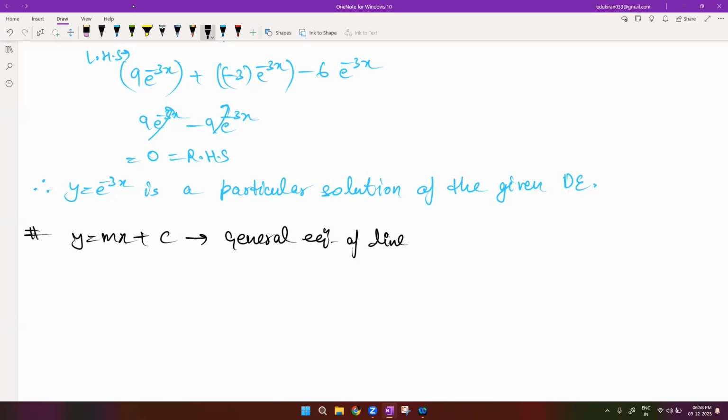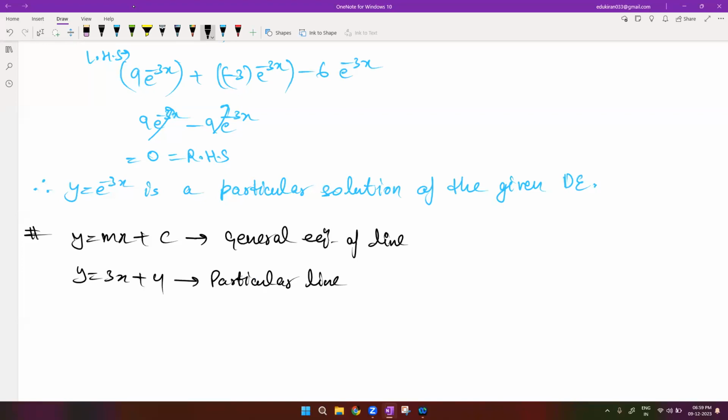With the help of different values of m and c, like you take m1, you take m2, and you form different combinations of c, you will get all the lines that exist in a plane, right? So y is equal to mx plus c is a general equation of a line. But if I say y is equal to 3x plus 4, then it is a particular line, right? We know this line. We can in fact draw this line on a graph. Same is the concept with particular solution and general solution.